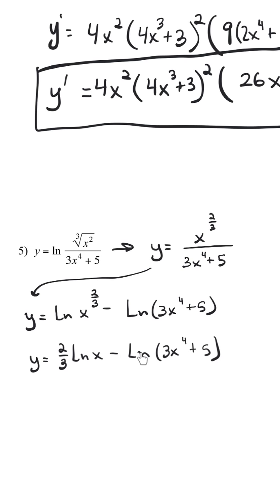And once you've simplified the logarithms as far as you can go, now use derivatives. So the derivative now, y prime, the derivative of natural log of x is 1 over x. And then the derivative here is 1 over this expression multiplied by the derivative of that.